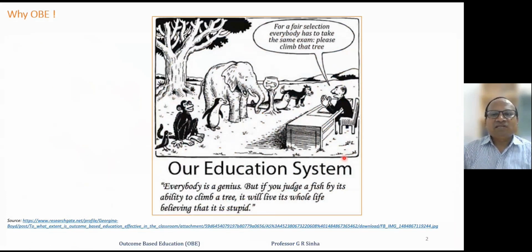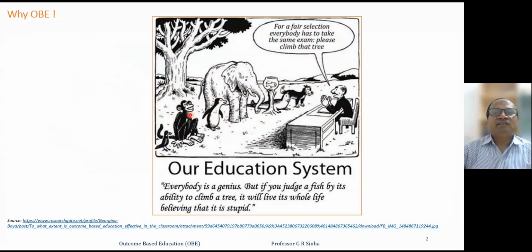Why OBE? This picture is really very interesting. For fair selection, everybody has to take the same exam. Please climb that tree. You can understand the significance of this picture. There are different types of animals, and this is just a picture depicting the importance of OBE. It means there are different capabilities in different students, different learners, and you are evaluating those abilities by the same yardstick, same mechanism, same method.